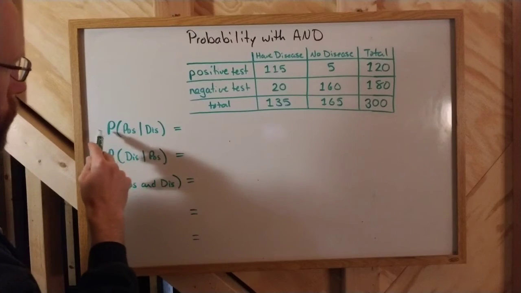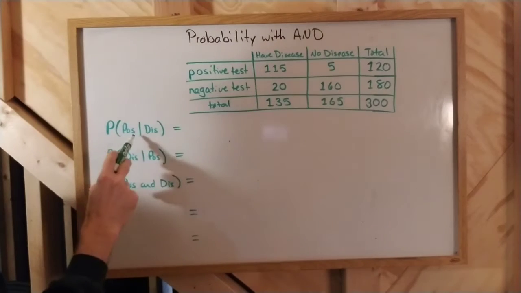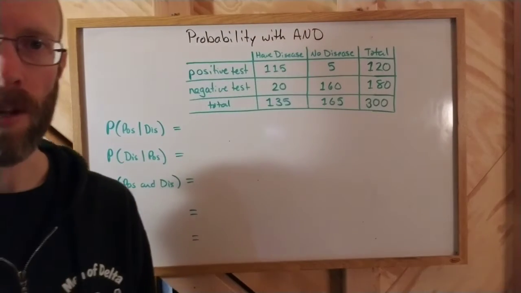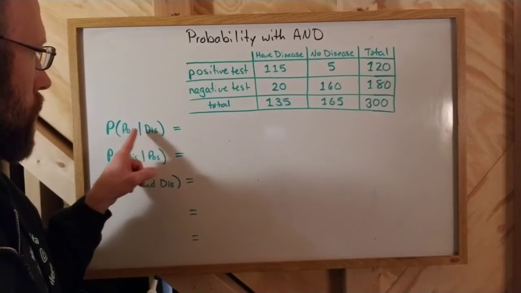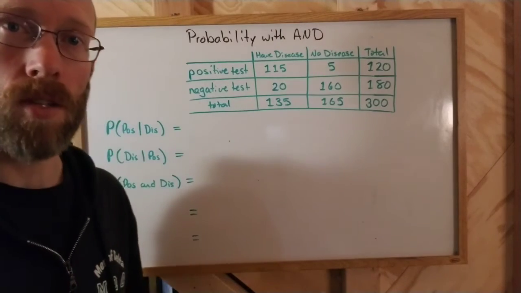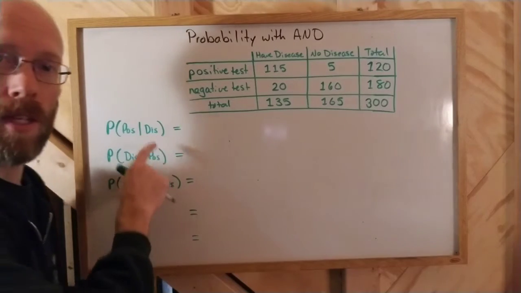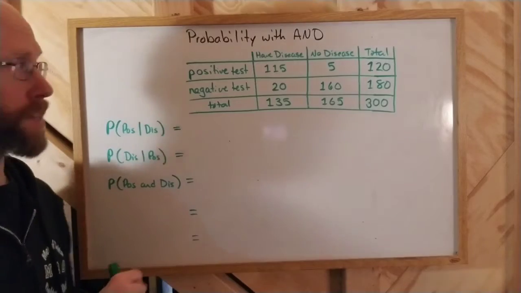Let's look at the conditional probability that you have a positive test, POS for positive, given that you had the disease, DIS for disease. We're going to assume that you have the disease, and then look at the number of positive tests out of those. This is the given. The second one is always the given. So you're given the disease, and you want to find the probability of a positive test.